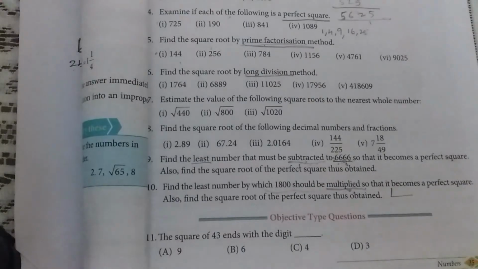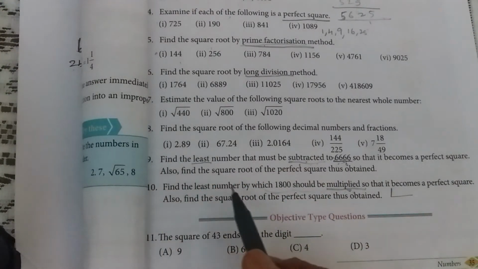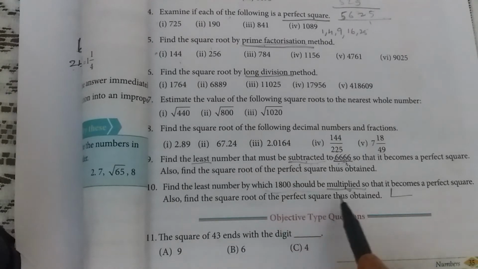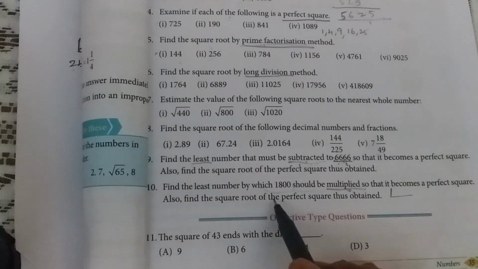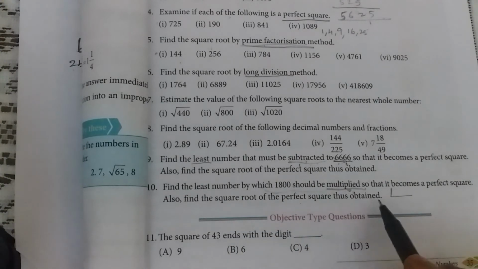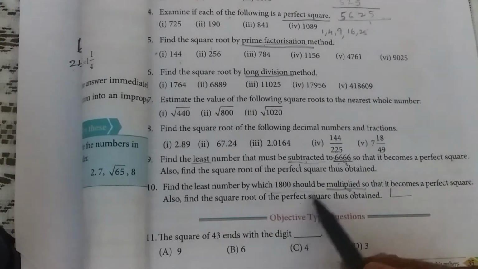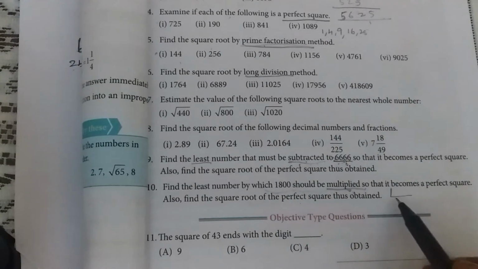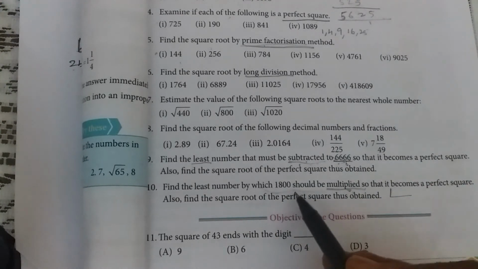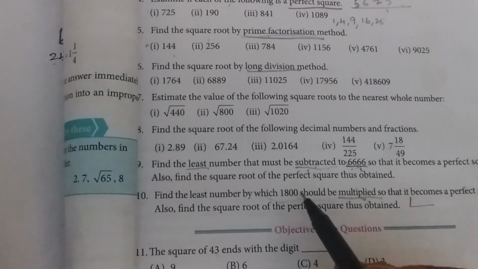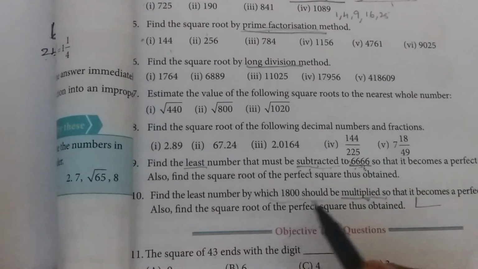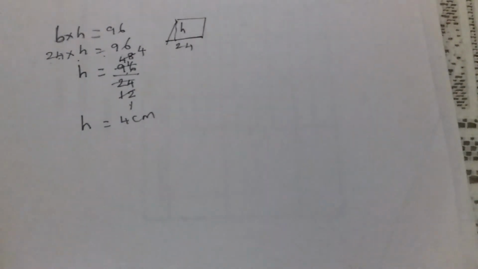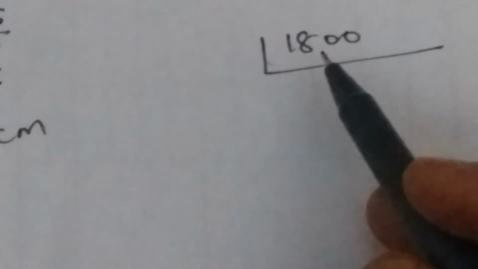Okay. The next question, question number 10. Find the least number by which 1800 should be multiplied so that it becomes a perfect square. Also find the square root of the perfect square thus obtained. So as I explained earlier, what should be multiplied means we should follow the prime factorization method. 1800 is not a perfect square. So to make it a perfect square, we have to find a number by which this has to be multiplied. So for that, we use the prime factorization method. So we follow the rules of prime factorization.